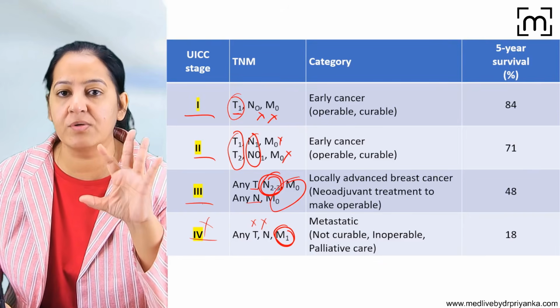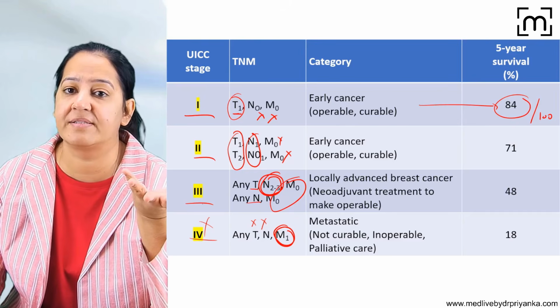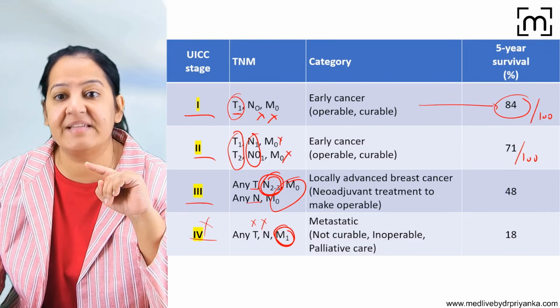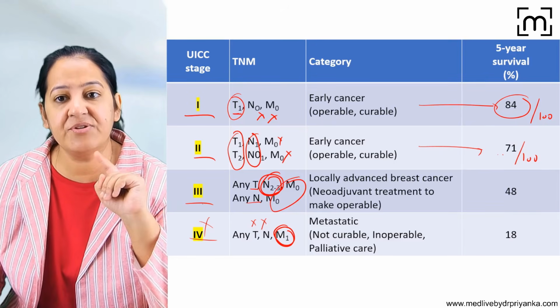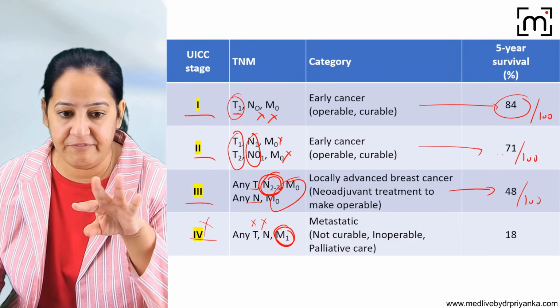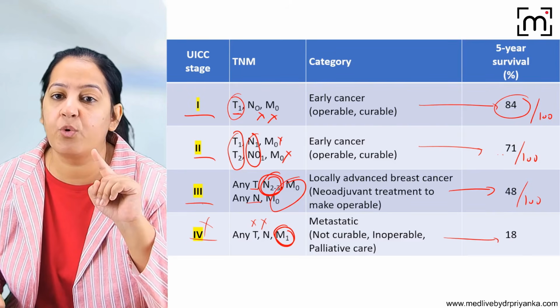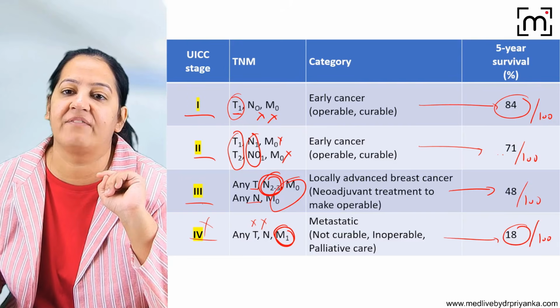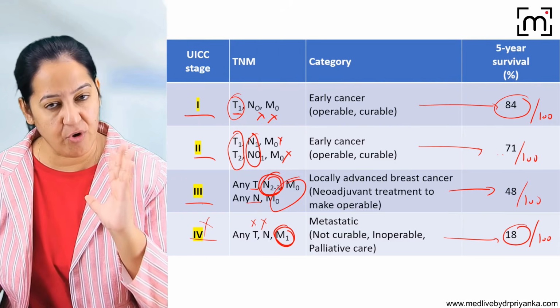Stage 1 having the best prognosis, the 5-year survival is 84. So out of 100 ladies, 84 will survive after 5 years. In stage 2, the 5-year survival is 71. So out of 100 ladies, 71 will survive after 5 years. In stage 3, the 5-year survival is 48, nearly 50%. But in stage 4, only 18 ladies out of 100 will survive after 5 years. So look at the 5-year survival rate if you want to know the prognosis.